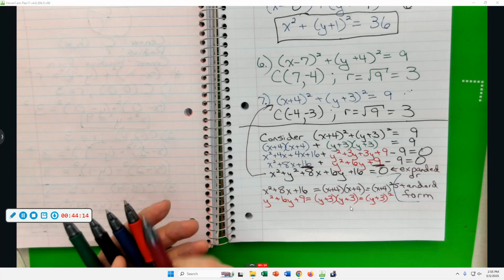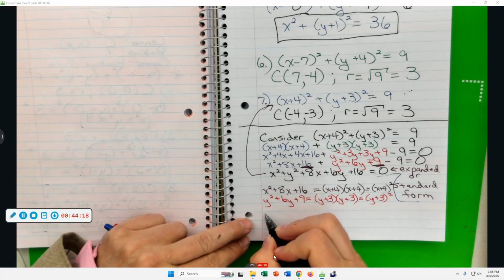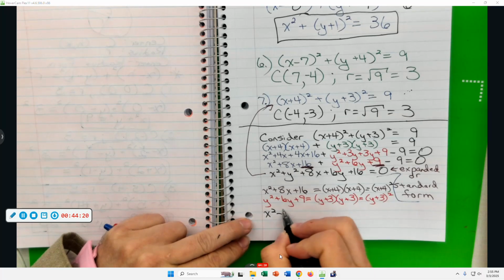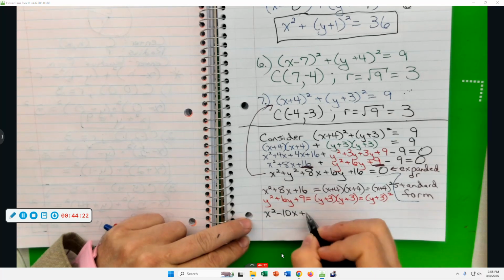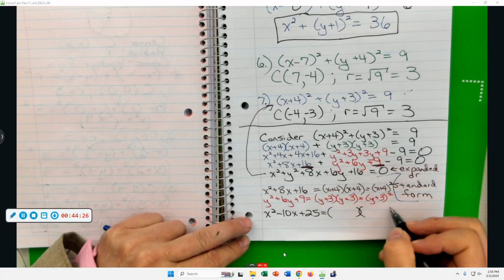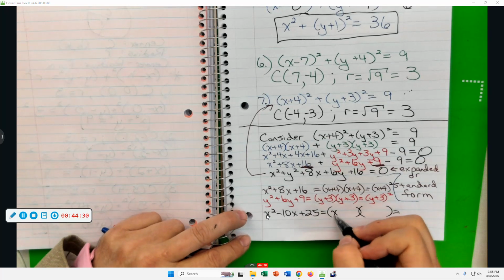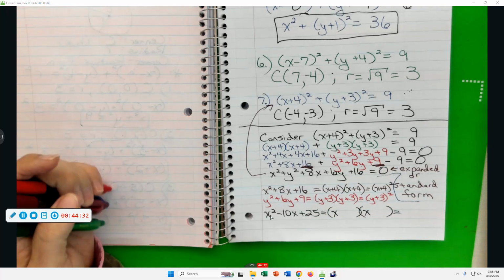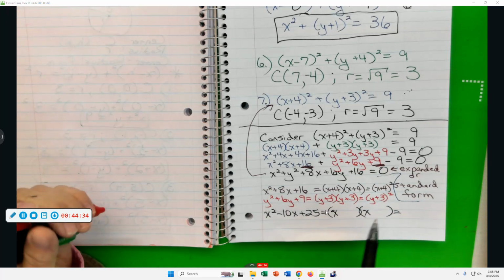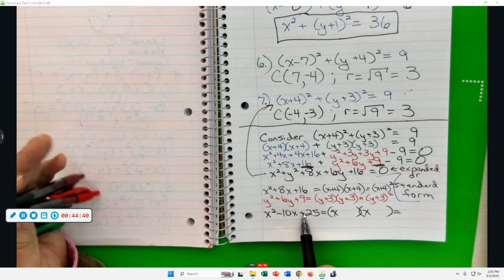Here's another example of a perfect square trinomial. X squared minus 10x plus 25. How would that factor? X squared, we know that's x times x. The last sign's a plus. That means you have what inside the parentheses?